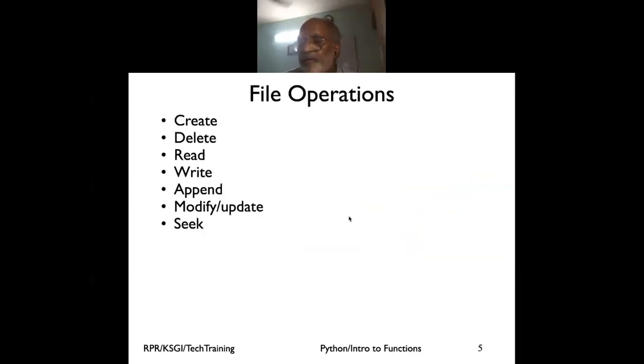So let's look at what operations we can perform when we deal with a file. Either we can create a new file, or we can remove an existing file, or we can read data from the given file, or we can write into the file. If the file already exists, we may like to add at the end. Sometimes you want to modify, like when you edit a program and change a line, that becomes modifying a file. Seek means you go to the beginning of the file, the end of the file, the middle of the file, anywhere in the file.